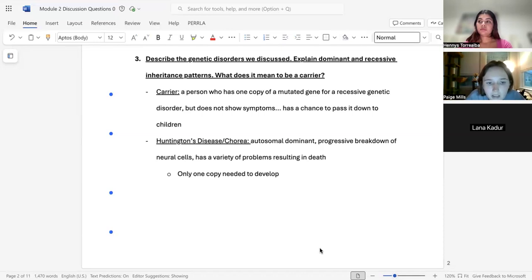First is Huntington's disease. This has an autosomal dominant inheritance pattern. It's the progressive breakdown of neural cells, and it usually causes a variety of problems, ultimately resulting in death. People usually get diagnosed in their 30s and 40s and usually die a couple of years after being diagnosed. Only one copy is needed to develop the disorder.